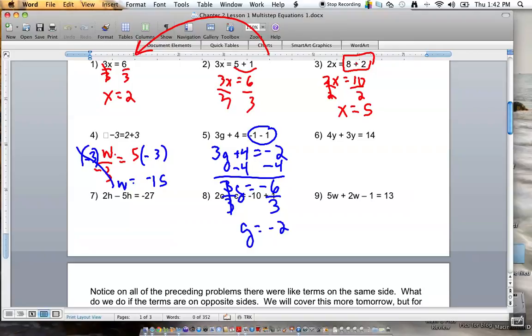No. See, when I look at this, I notice that these Y's are on the same side. Ishmael, repeat after me. Same side? Same operation. Do what it says. What are 4Y's plus 3Y's? 7Y's. If you don't do that, you can't get it right. 7Y is 14. Now is it pretty obvious what we do?